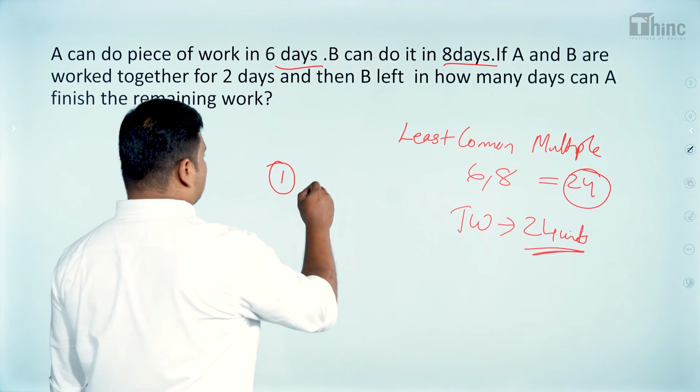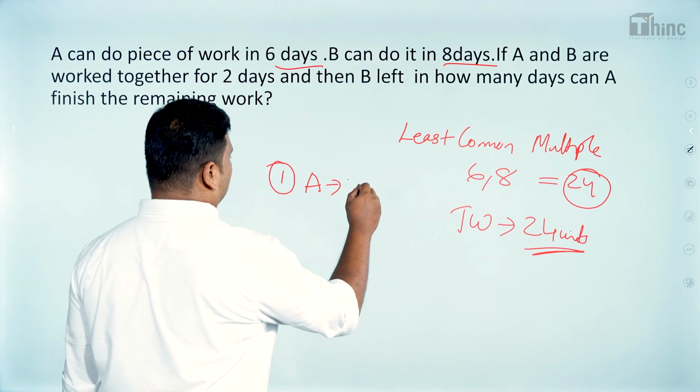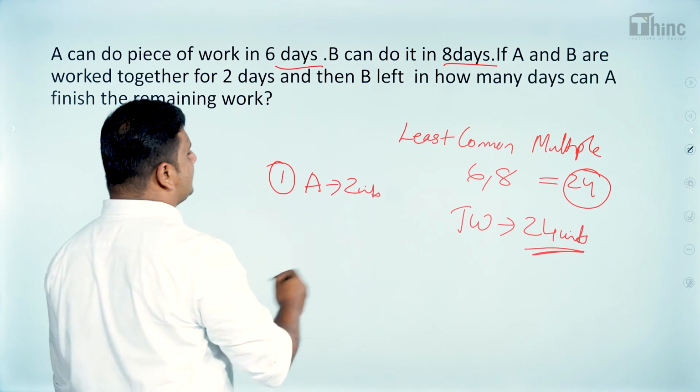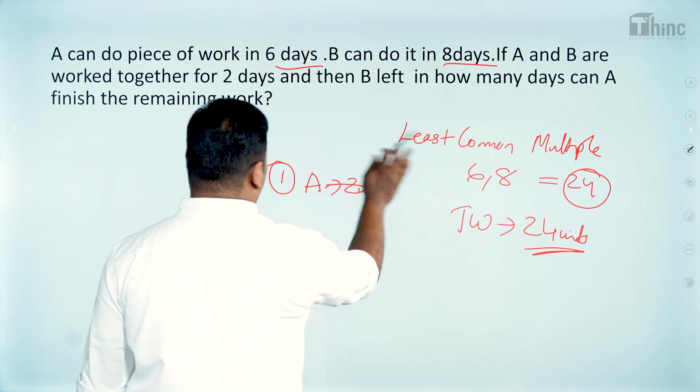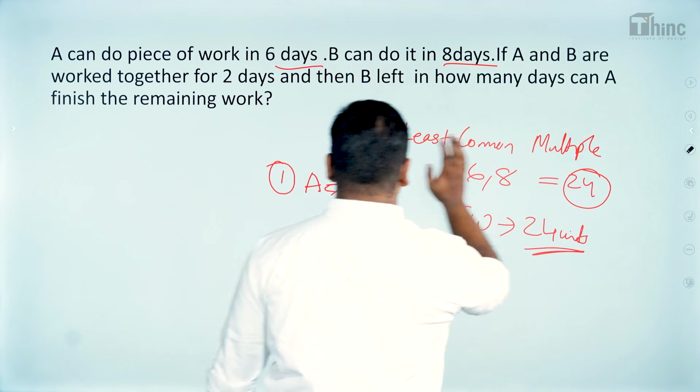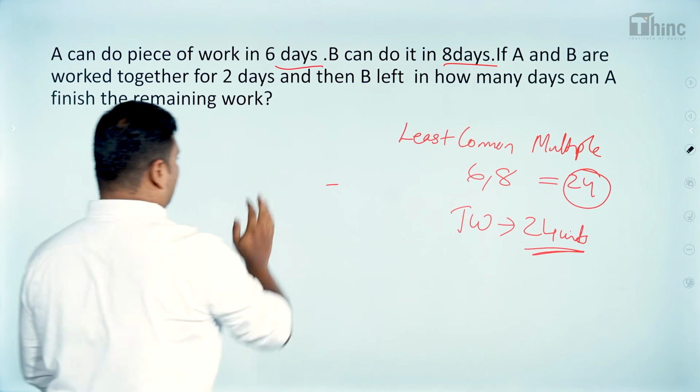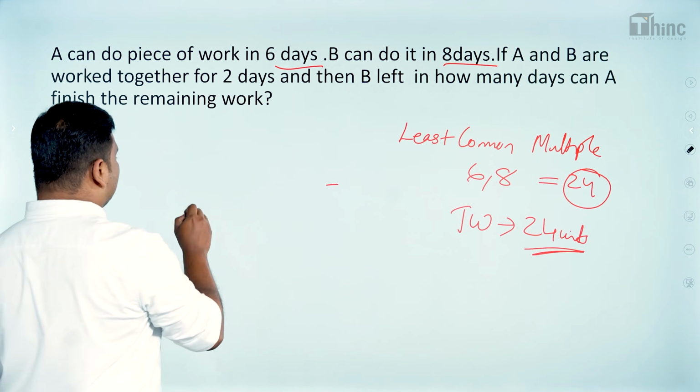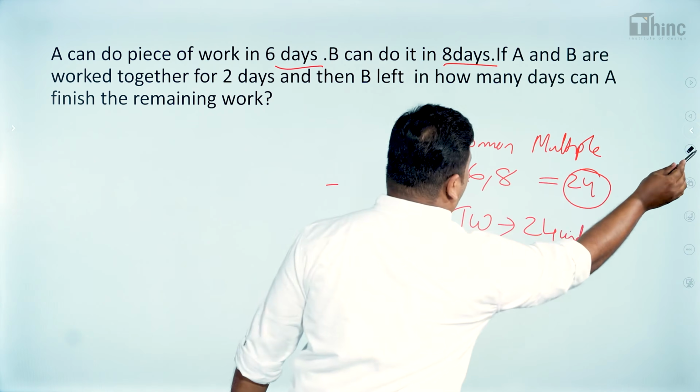Now A can finish 24 units in how many days? 6 days, right? So it is clearly given that A can finish the entire work in 6 days.